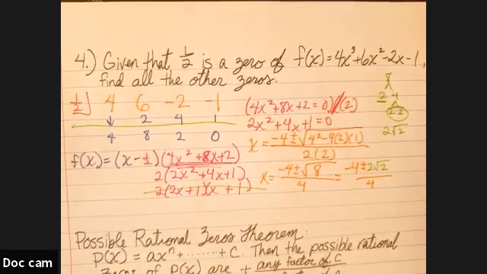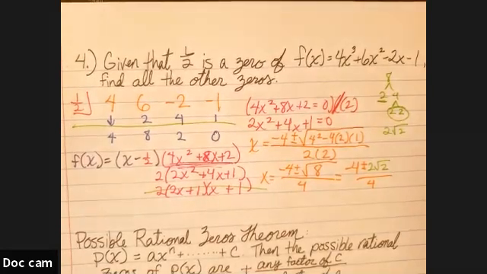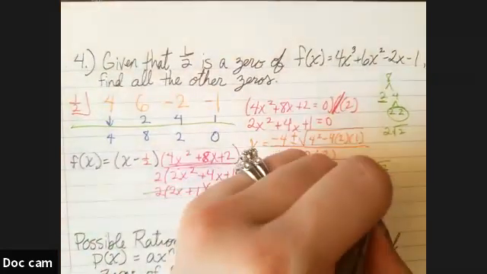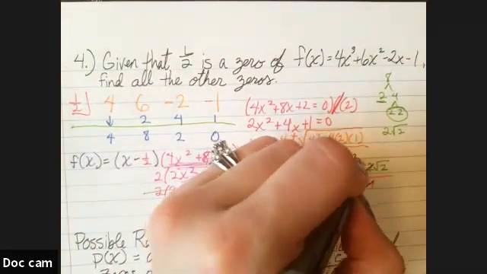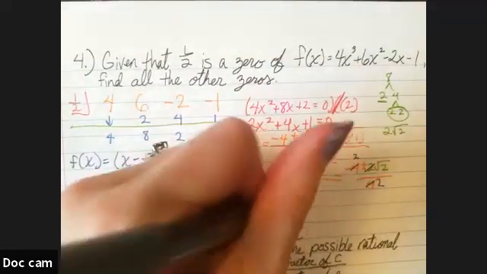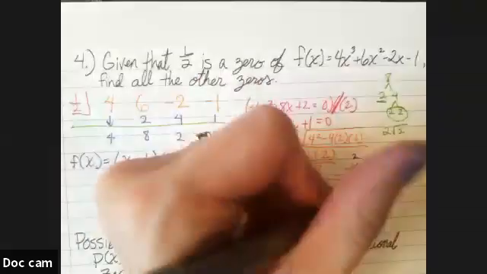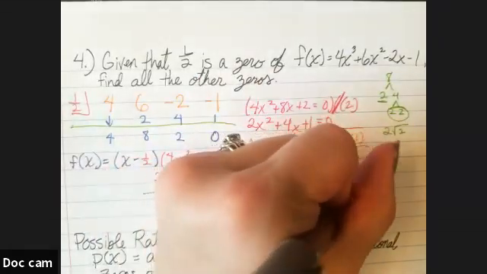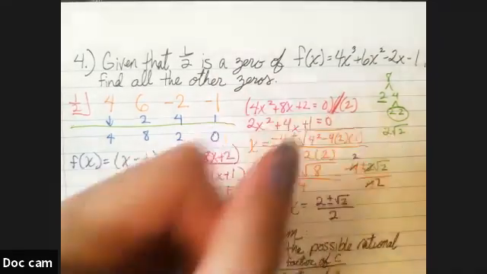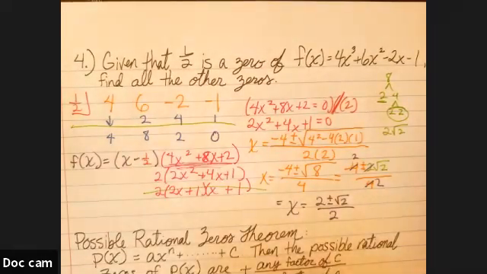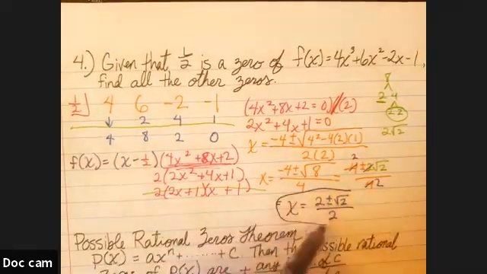All right, and then finally we can reduce. So 2 goes into each of those. So x equals 2 plus or minus the square root of 2 all over 2. So those are my other zeros.